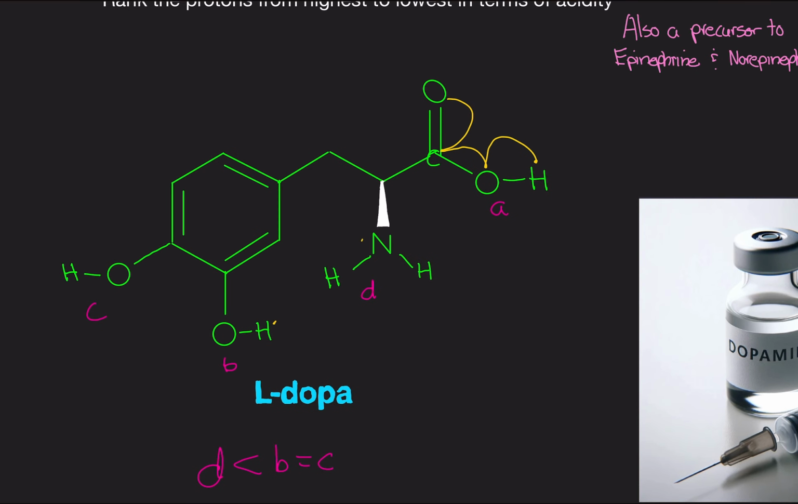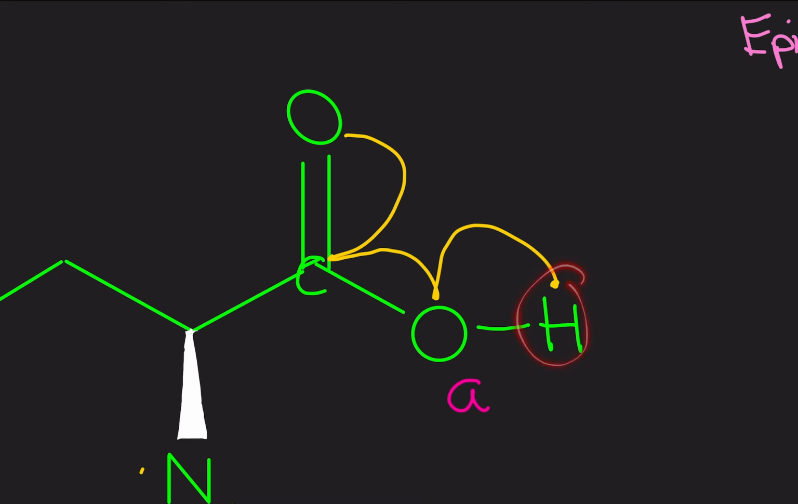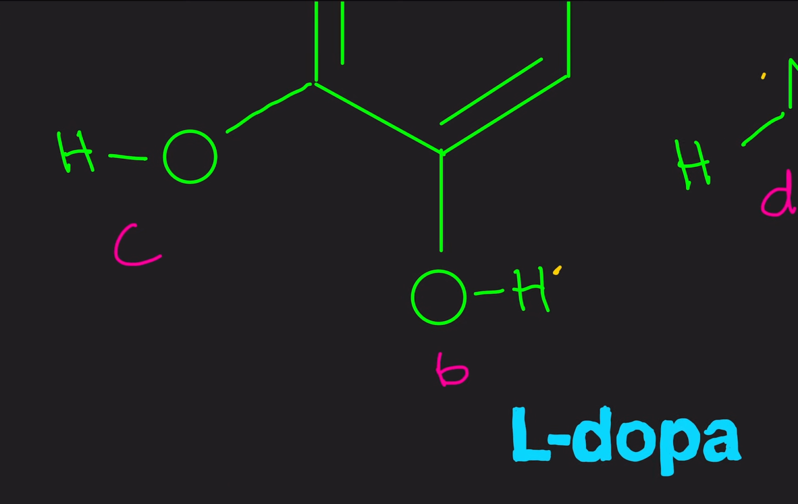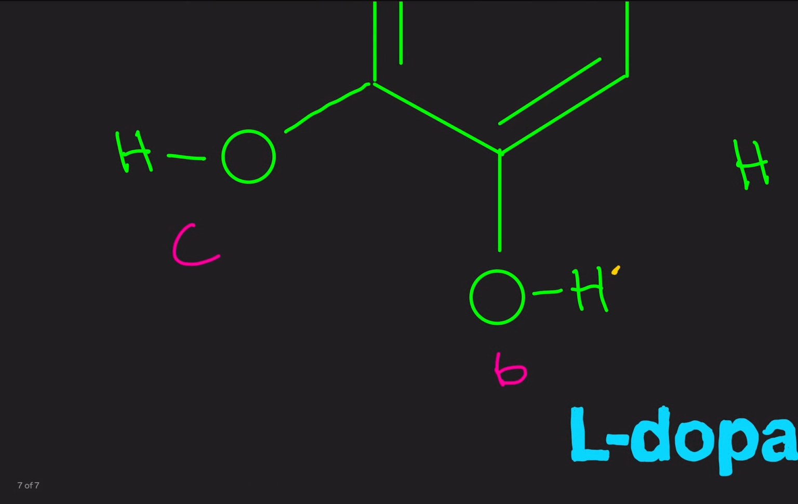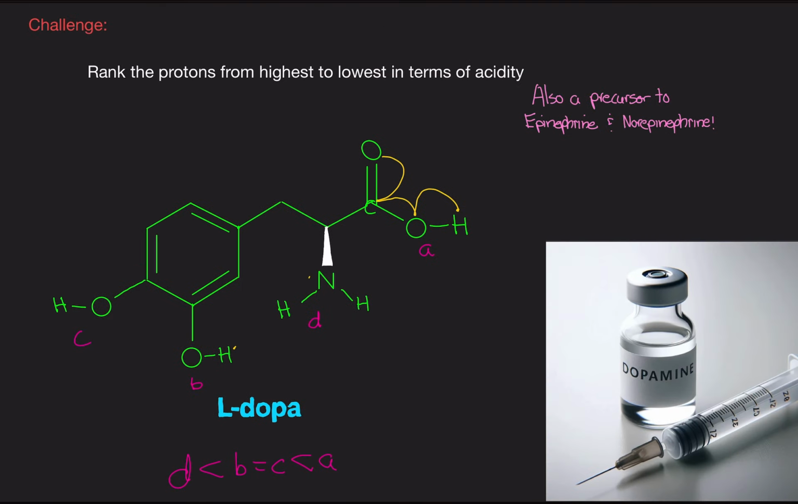A is more acidic because this proton is being influenced by two oxygens, one here and one here. This one here, because it's close enough, it's 3 bonds away. This one has no influence whatsoever because it's too far away, right? From here, we go 1, 2, 3, 4. It's too far away. Same for this one. 1, 2, 3, 4. It's too far away. And that's the answer.